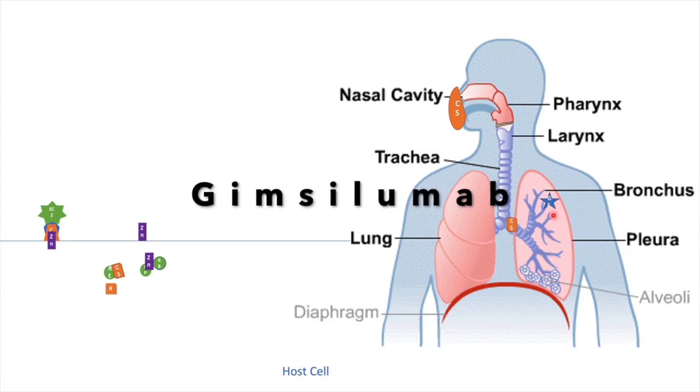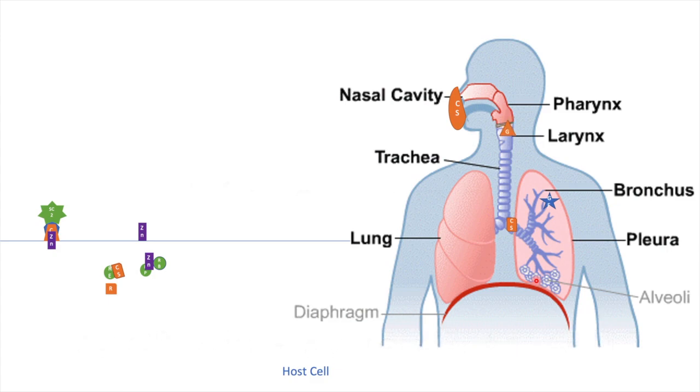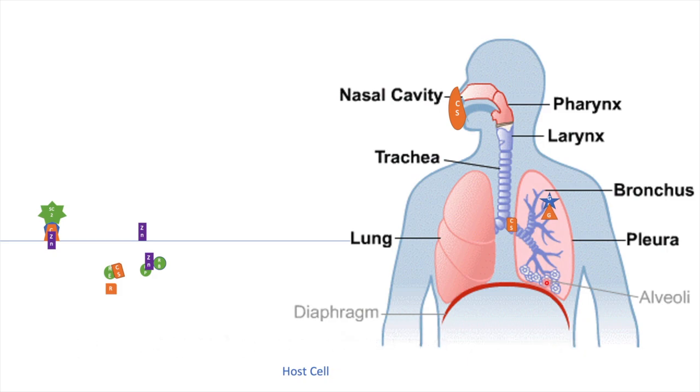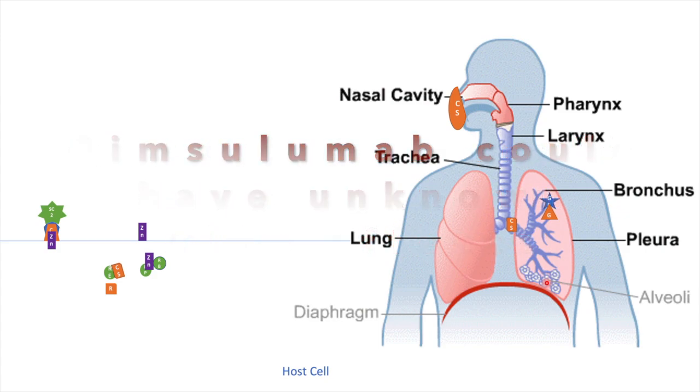Another drug is Gimsilumab. Since it is a monoclonal antibody, it binds to a specific target. In this case, it is the GM-CSF, which we have seen earlier could cause more inflammation. So Gimsilumab prevents acute respiratory distress syndrome and cytokine storm. This could be especially helpful for patients with moderate to severe symptoms. This drug was developed in clinical trials for rheumatism, so potential side effects are still unknown, but it is now undergoing clinical trials for COVID-19.